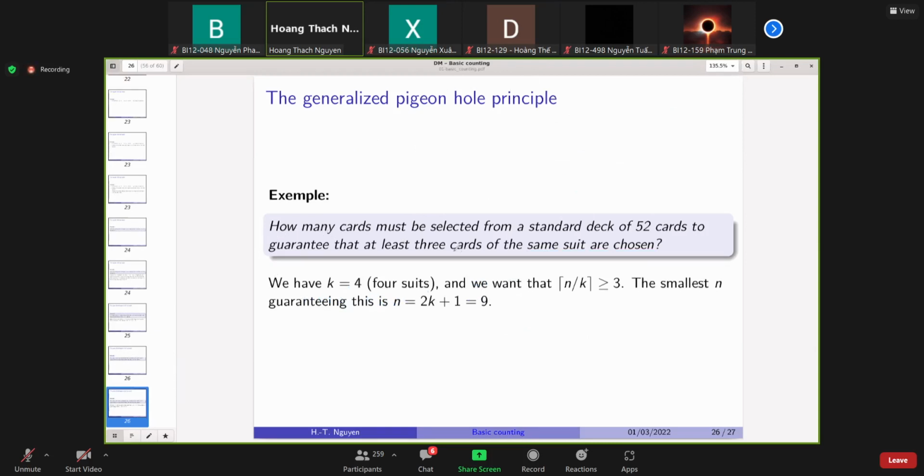So you can look at the formula of the pigeonhole principle. You can look at n divided by k, and you replace k with 4 here. But I also encourage you to think about the approach in which you find the worst case and then you add 1.